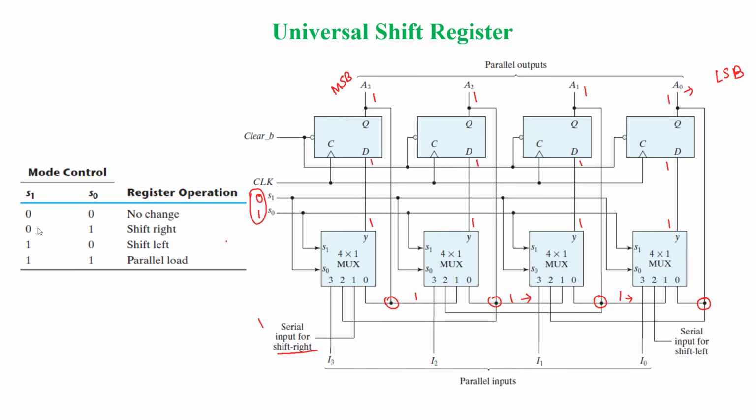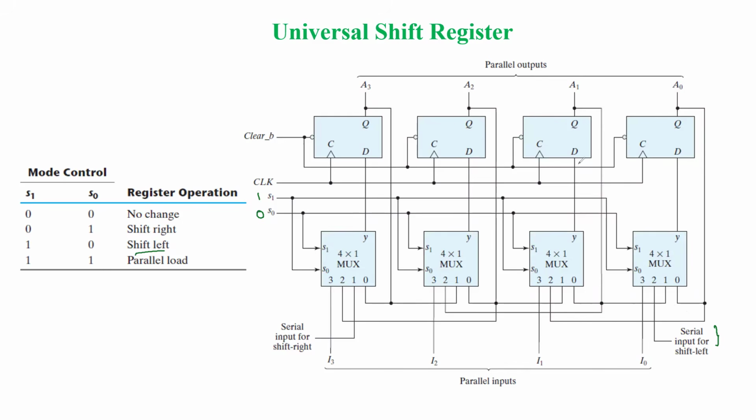Next we'll see another situation when it is going to perform another task. So we are considering here shift left. For this shift left, S1 is 1, S0 is 0. So what is the decimal equivalent here? 2. That's why, if you see, on the right side the data input is connected to port 2 of the multiplexer.